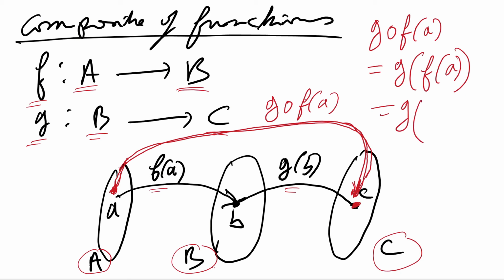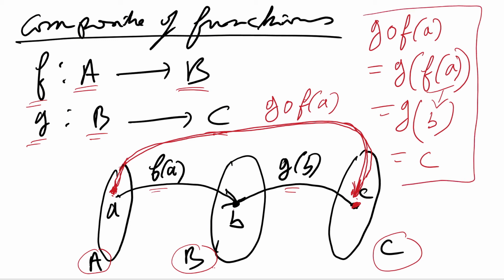So f of a gives us b. Then if I say g of b, it gives me c. So indeed, we go from a to c through g round f. That's what we call the composite. So look at this expression with attention, you are going to understand.